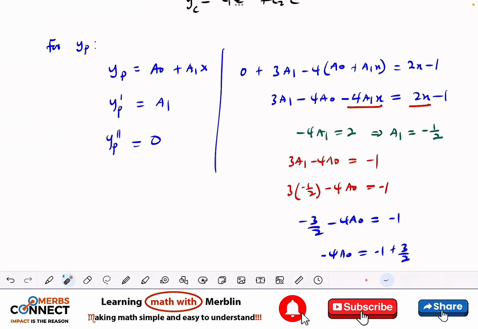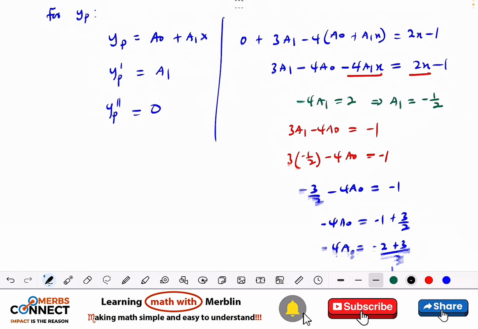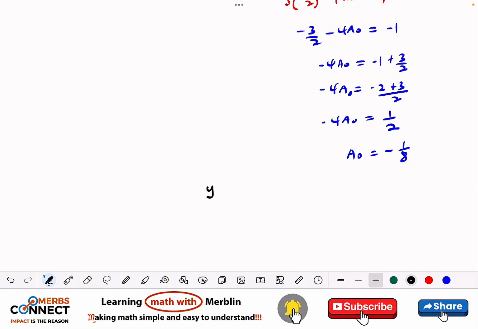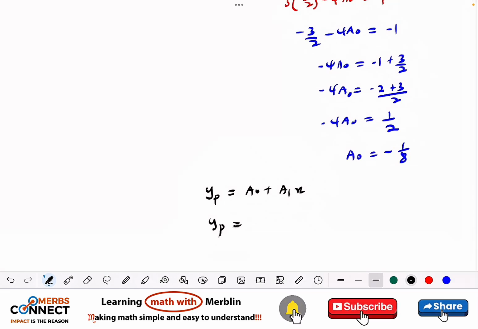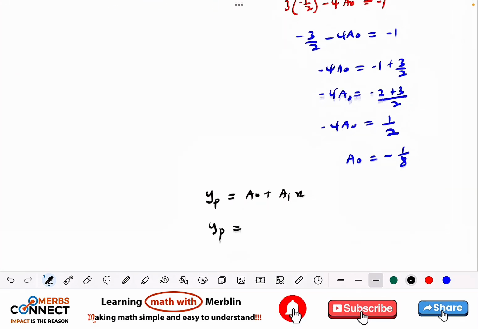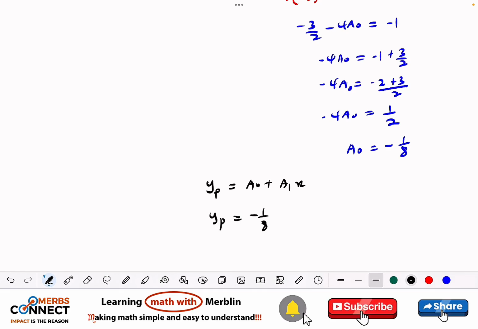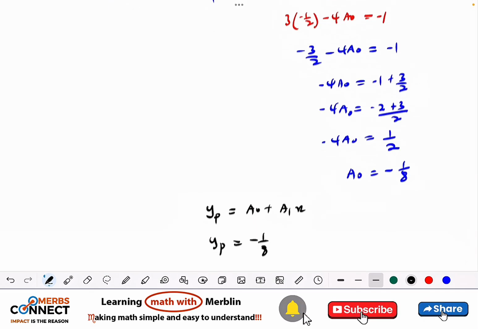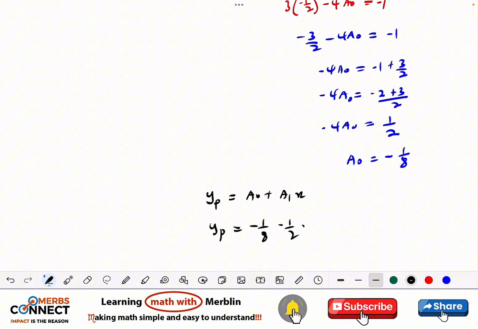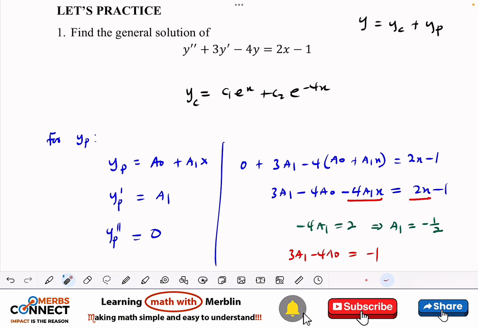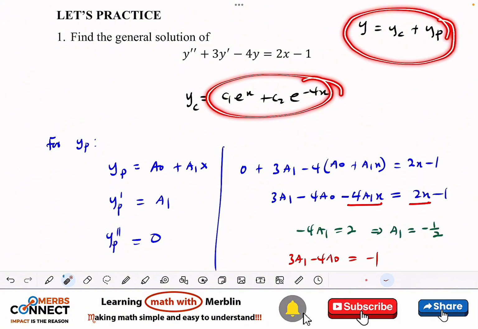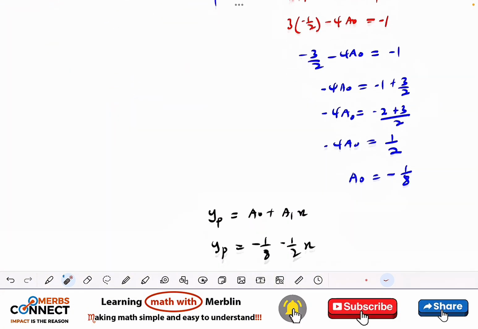So now let's pick from the particular solution here. Our particular solution, which is yp, which is equal to a naught plus a1x, is going to be a naught is minus 1 over 8, a1 is minus half, so minus half x. Good. So I'm going to add this one to this, and this is going to form the general solution.